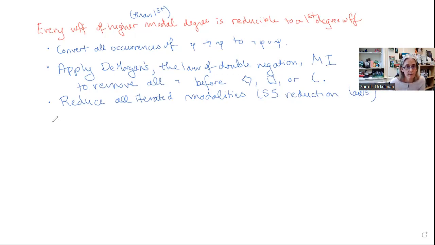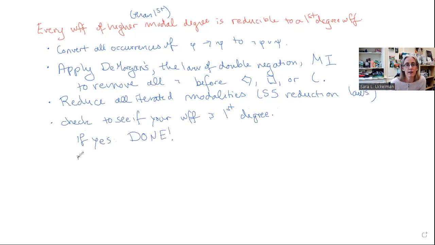Now, check to see if your well-formed formula is first degree. If yes, you're done. Hurrah! You've gotten what you needed. If no, this means the only possibility that you have left, so you've got something that's not in first degree, it doesn't have any iterated modalities, so it has to be the case that you've got some modality that is inside a parenthesis and another modality that is outside.